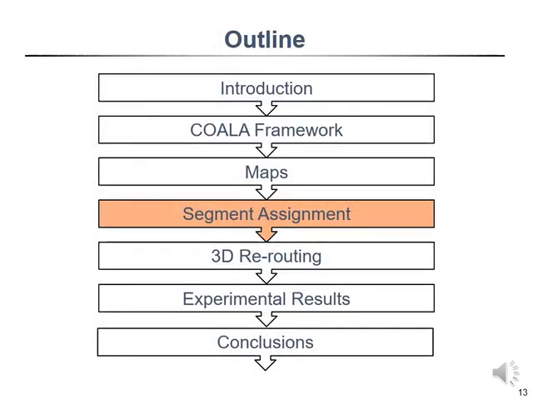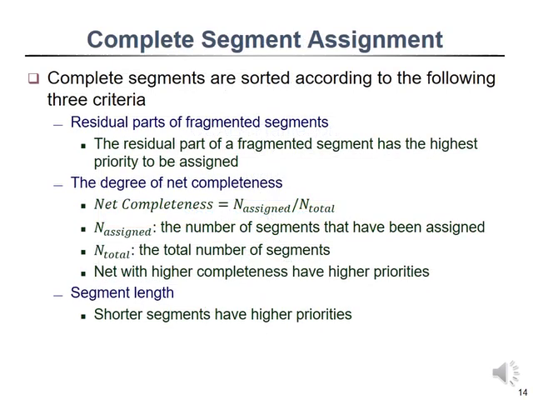In this section, I will introduce 2 types of segment assignment: complete segment assignment and fragmented segment assignment. For each layer, we first assign segments by using complete segment assignment. In this step, to minimize the number of vias and maximize the utilization of routing resources, we first assign complete segments as many as possible.